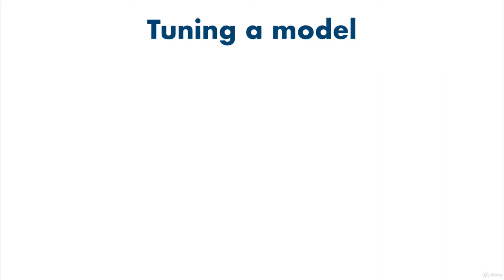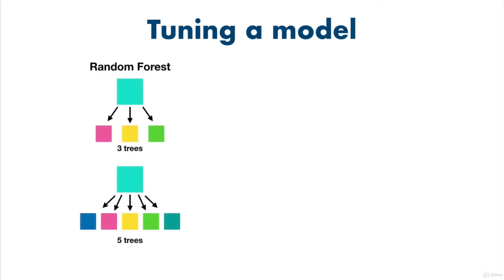Depending on what kind of model you're using will depend on what kind of hyperparameters you can tune. For example, a random forest will allow you to adjust the number of trees. In this one, we've got 3 trees. In this one, we've got 5 trees. Don't worry, we'll have a look at the random forest. This is a type of machine learning algorithm. We'll check this out in a future lesson.